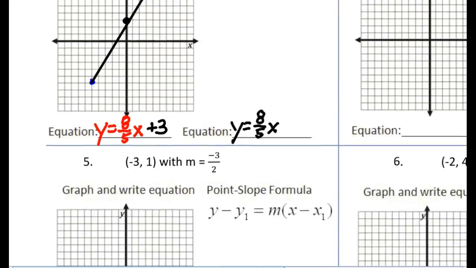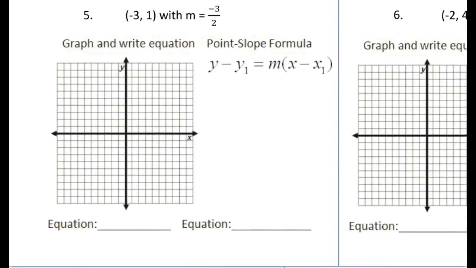Now, here's where reality kind of comes in down here on number 5 and 6. So we start at -3, 1 right here. And then we go down 3, right 2. 1, 2, 3, over 2. And then again, 1, 2, 3, over 2. 3, over 2. And we draw with a straight edge.